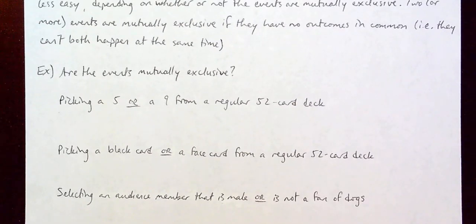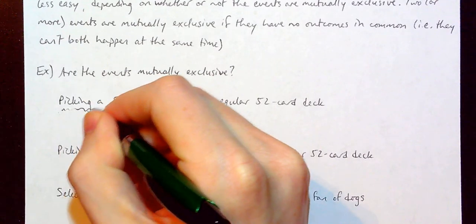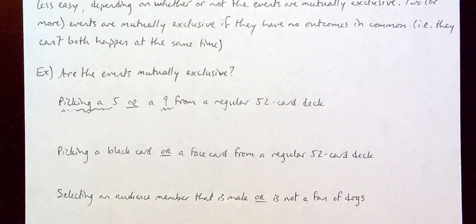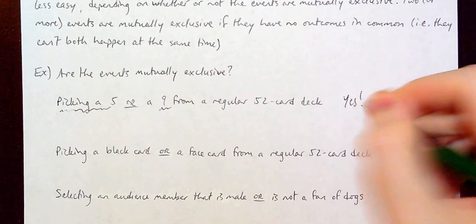Picking a 5 and picking a 9 from a regular 52 card deck. Are these two events mutually exclusive? That is, can you possibly in one pick, can you pick a 5 and a 9 at the same time? No, 5 and 9 are not the same number. They don't have the same value. So you can't pick a 5 and pick a 9 in the same single pick. Obviously, if you have two separate picks, then you could pick a 5 in one and a 9 in the other. But we're talking just one single pick of a card from a regular 52 card deck. You can't pick both a 5 and a 9 at the same time. So yes, these two events are mutually exclusive.